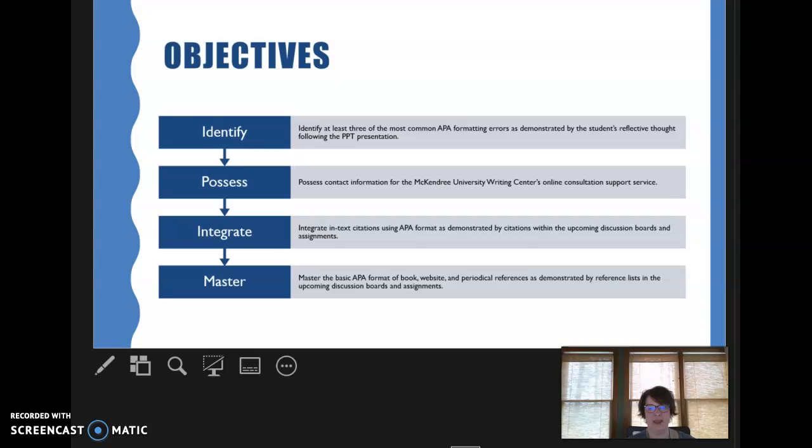So when we're looking at what we seek to gain, we are really going to look at some of those most common errors. We're going to look at the resources that are available. We're going to talk about how to do our citations, and also really mastering the basics of APA, looking at how to use those references.